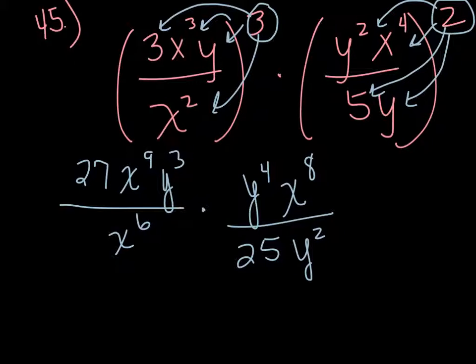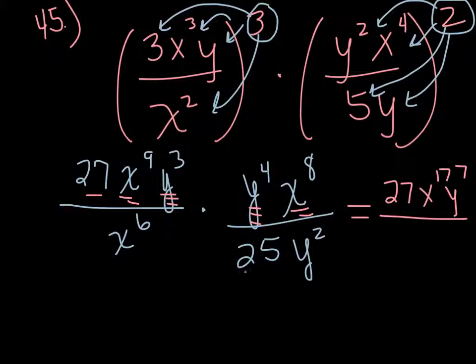Now I'm going to multiply straight across my numerators and multiply the like portions. So 27 is the only number, so 27 comes over here. X to the 9th times x to the 8th, when you're multiplying like bases, you add your exponents. That gives you x to the 17th. Y to the 3rd times y to the 4th is y to the 7th. 3 plus 4 is 7. Over, same thing, 25, x to the 6th is the only x base, y to the 2nd is the only y base.